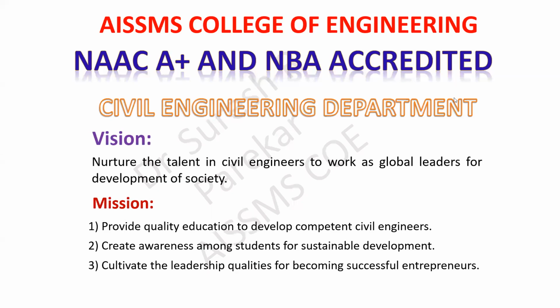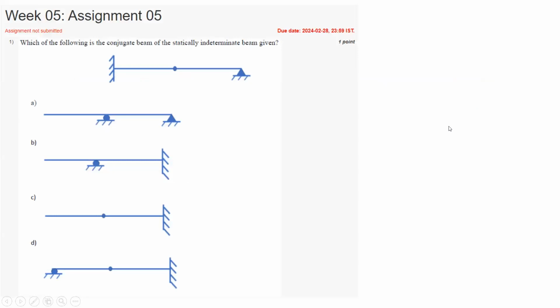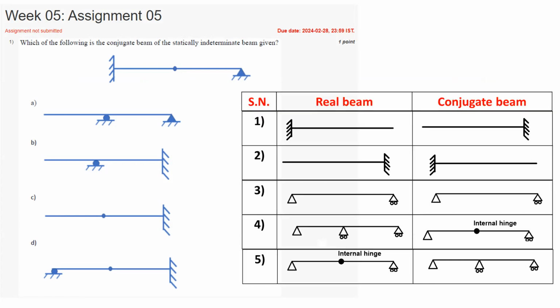Good morning. Today we are going to see assignment number 5. Which of the following is the conjugate beam of the statically indeterminate beam given? So now you can see over here, we have given the real beam, and to that real beam we have given the conjugate beam.